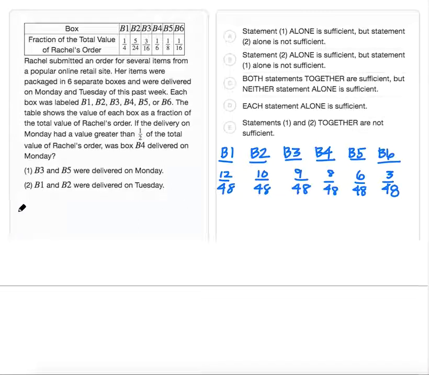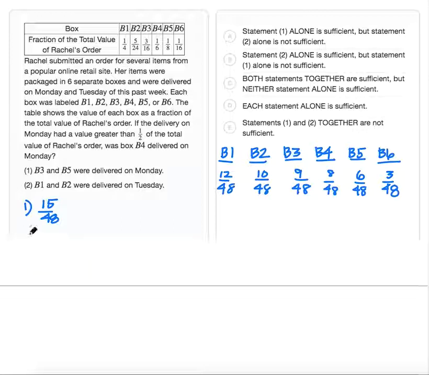Statement 1 tells us that boxes B3 and B5, which represent 15/48 of the total value of the order, were delivered on Monday. Now let's see if we can figure out if B4 also had to be delivered on Monday. Well, we can look at a couple different cases.